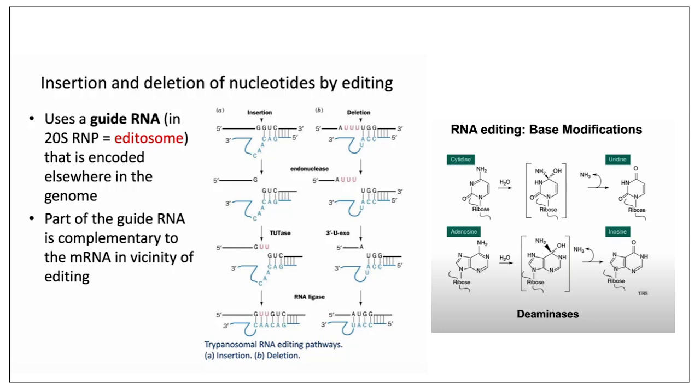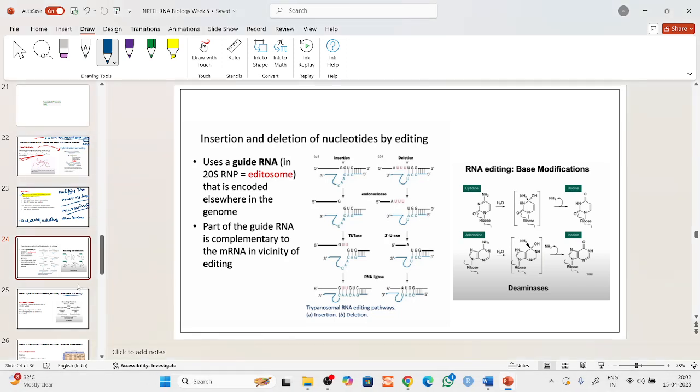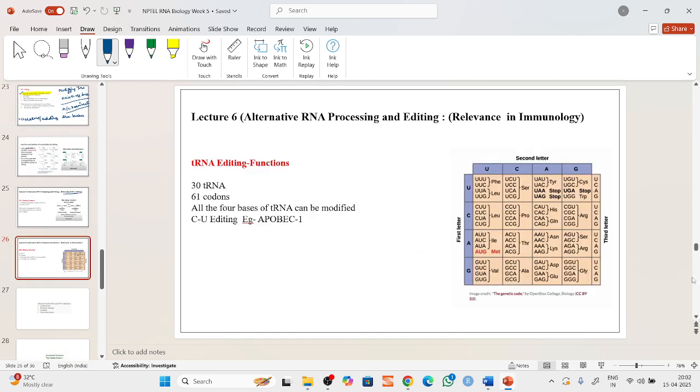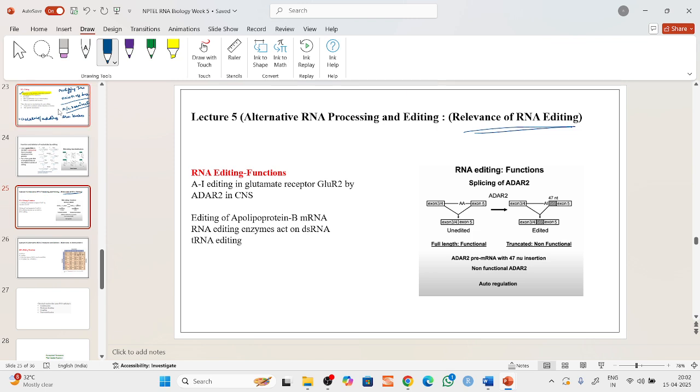Okay. Now I am switching. Let us see the next lecture, which is lecture 5, relevance of RNA editing. These are just examples of RNA editing functions. There is no need of going into that much detail. You should just know what the functions of RNA editing are. A to I editing in glutamate receptor GluR by ADAR2 in the CNS, then editing of apolipoprotein B mRNA, RNA editing enzymes acting on double stranded DNA, tRNA editing. These are all examples.